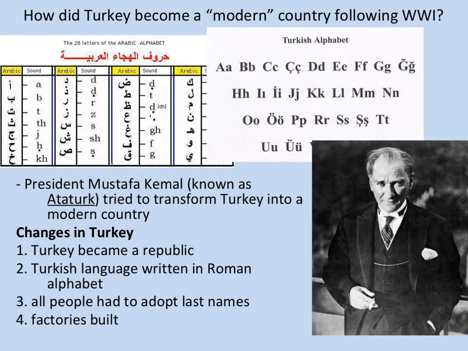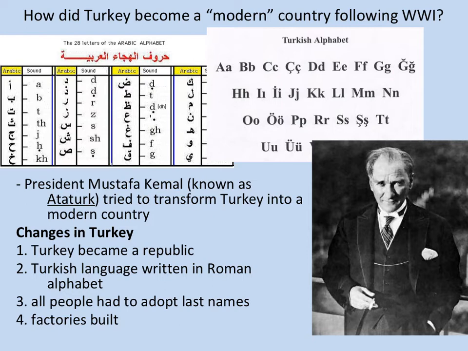So the first thing is the country of Turkey. So I'm going to go over some changes in Turkey. I don't think you need to list all of these, but you can definitely put down a few examples, and I would definitely put Mustafa Kemal or Ataturk on there. So President Mustafa Kemal, also known as Ataturk, is pictured here. And he's really responsible for trying to transform Turkey into a modern country.